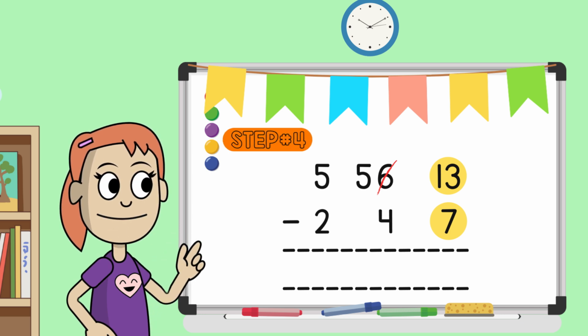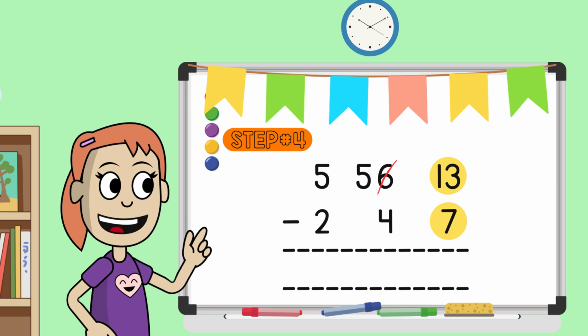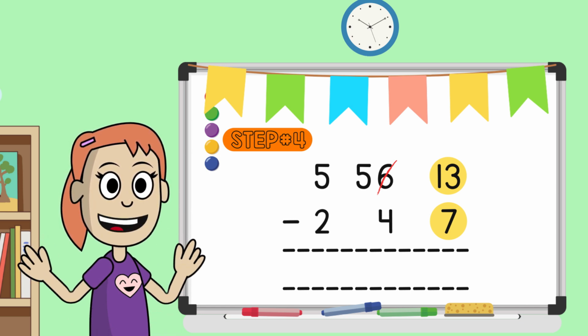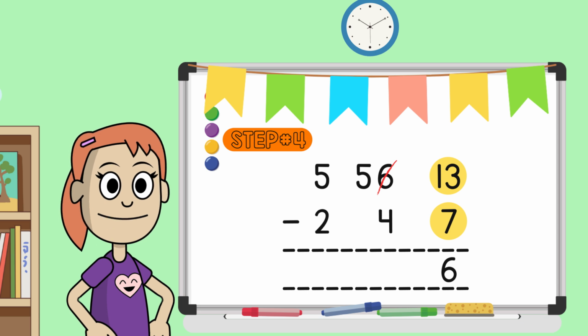Step 4. Subtract the ones again. Now we can subtract the ones place, 13 minus 7. Let's do the math. So we write 6 in the ones place under the line.